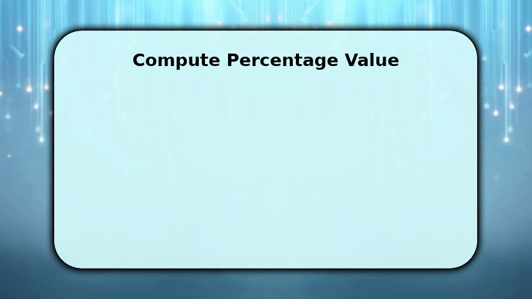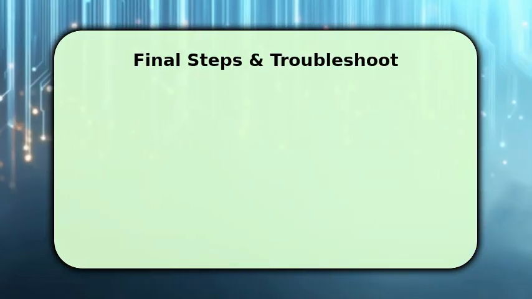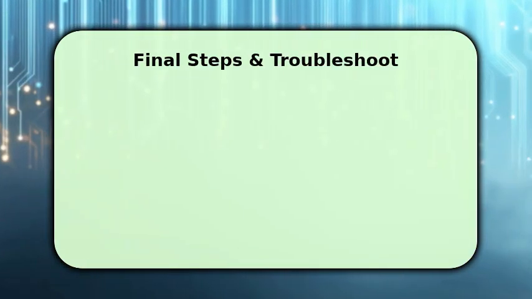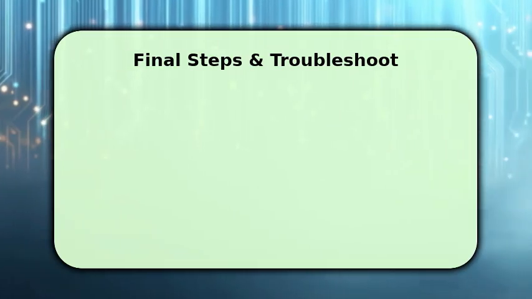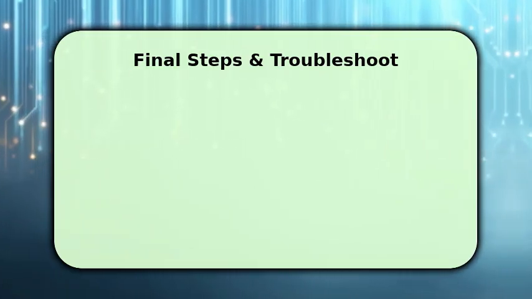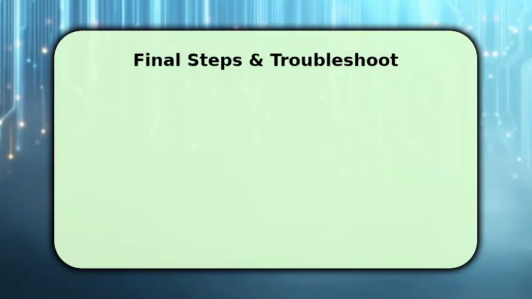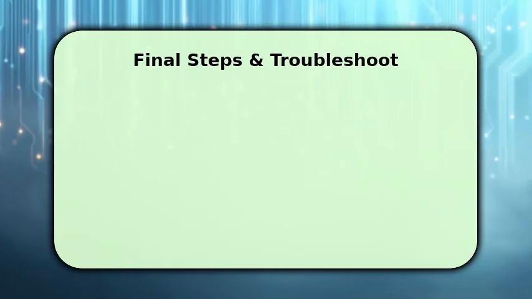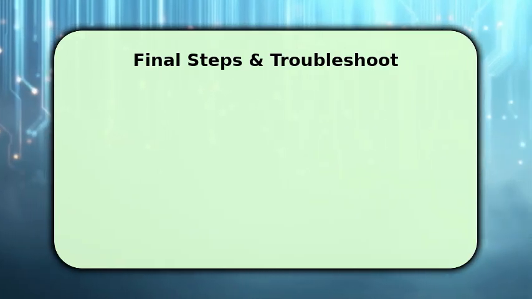You can finish by either adding the percent value to the base for totals or subtracting it for discounts. For a total, press plus then equals after the percent result. For discounts, press minus then equals to subtract. Once done, make sure decimal placement matches expectations.